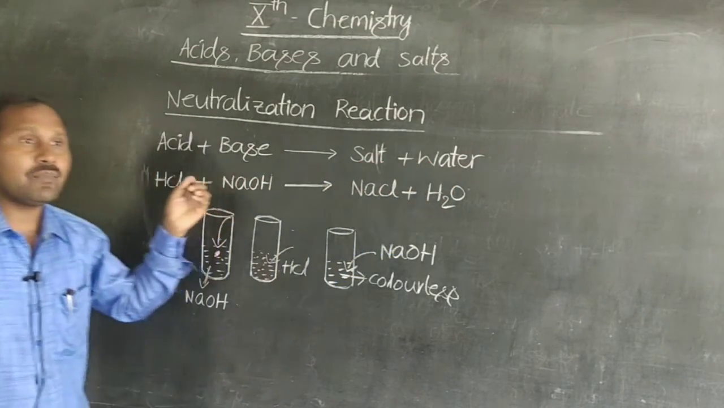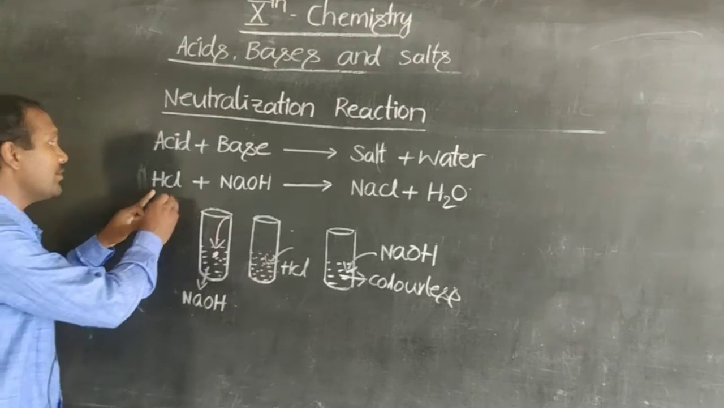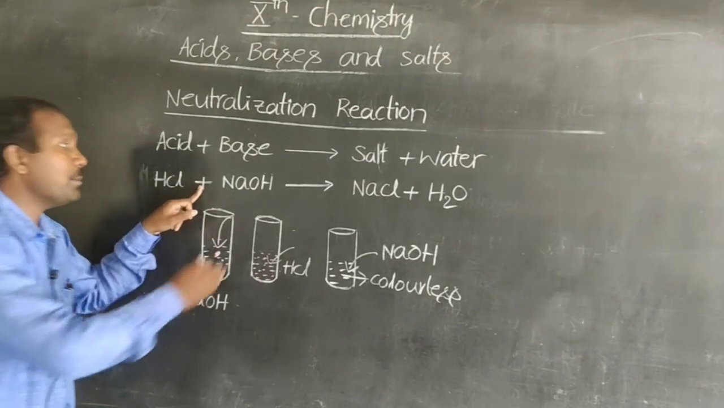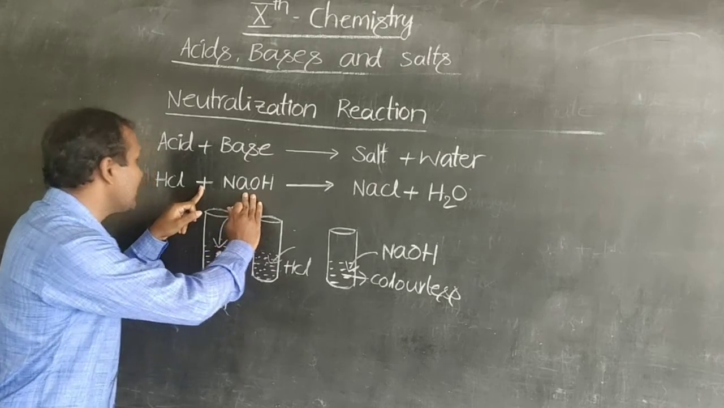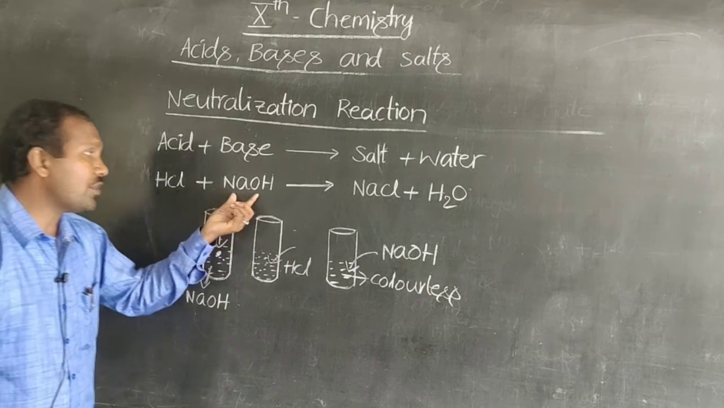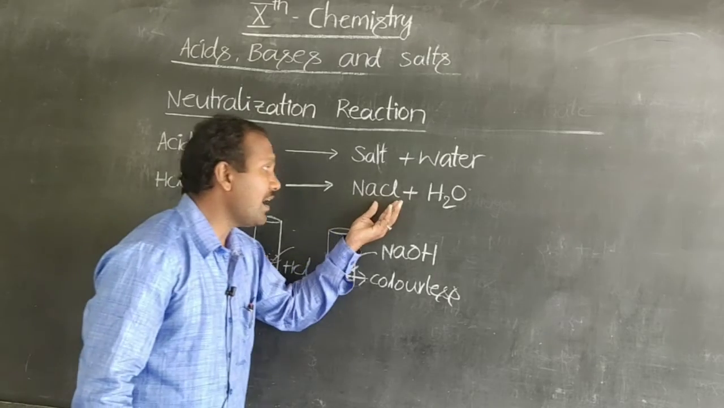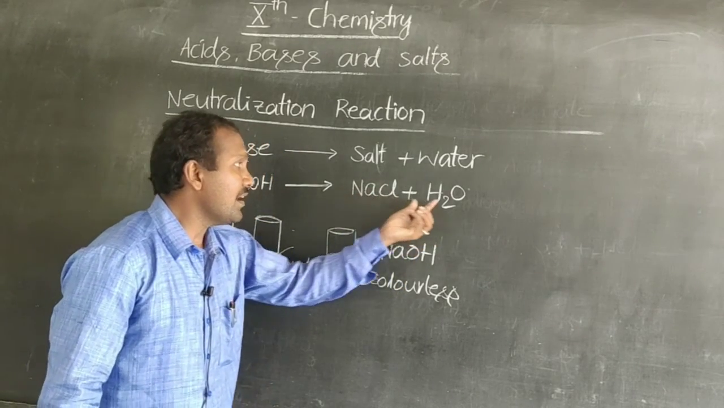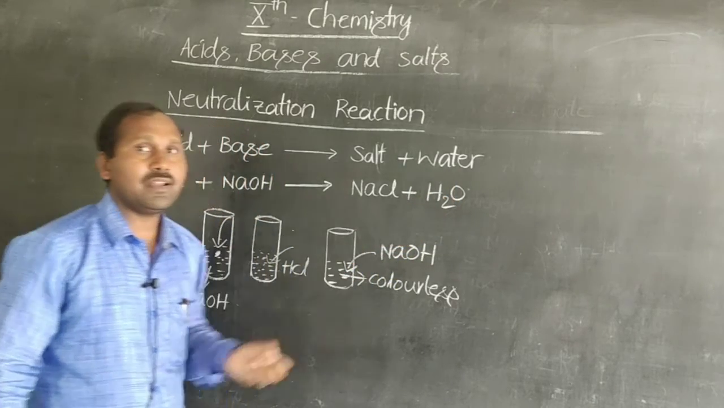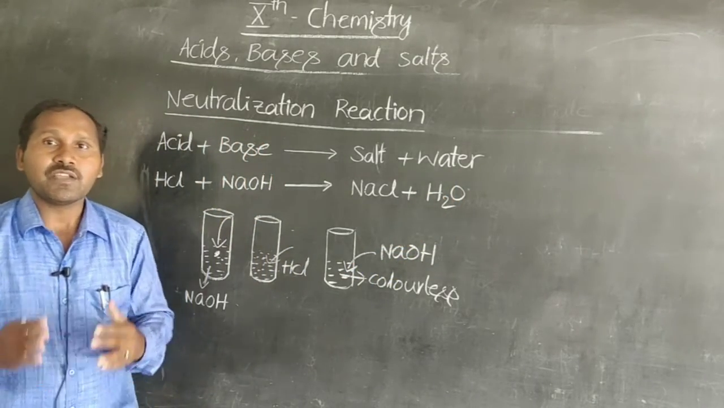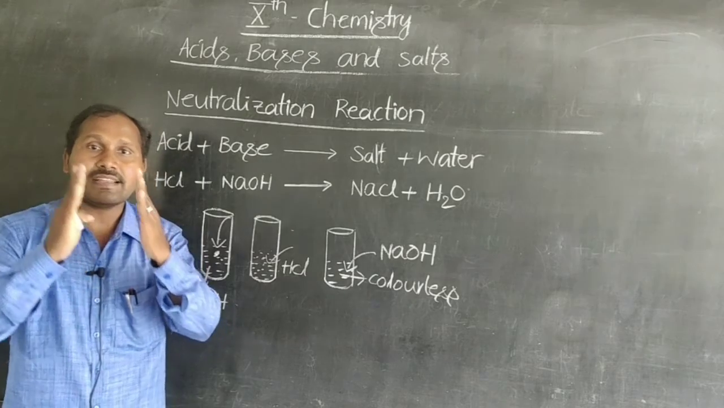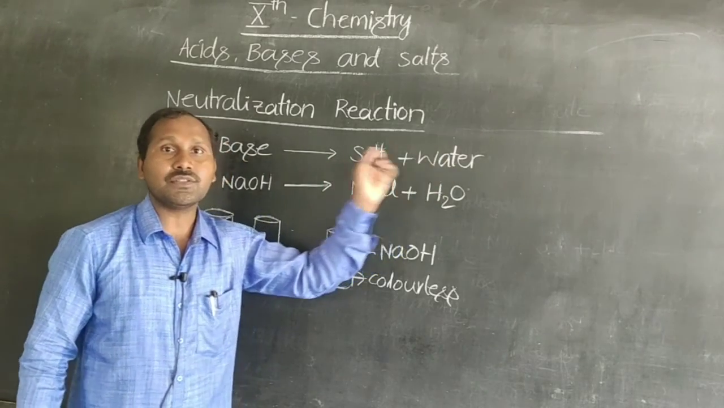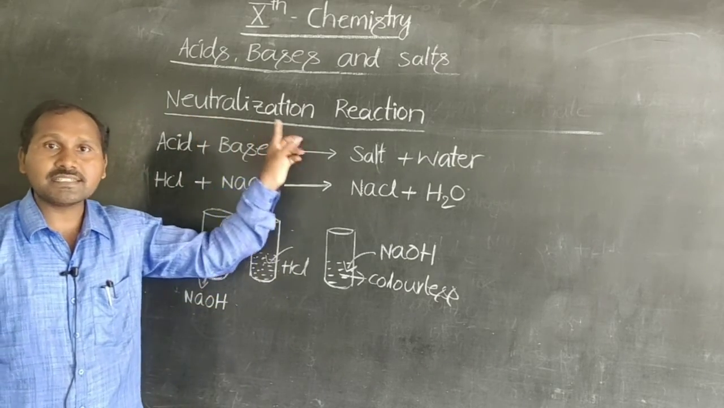We can write the chemical equation. We take an acid, HCl solution, and a basic substance, NaOH. So HCl plus NaOH gives NaCl and water. NaCl is the salt and H2O is the water. Finally, we can conclude that when an acid reacts with a base to form salt and water, this is the neutralization reaction.